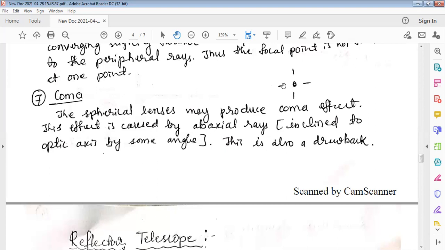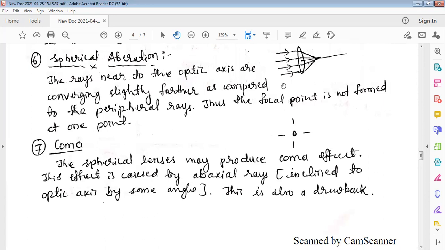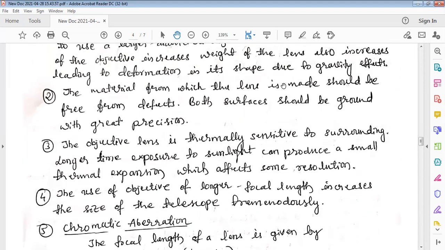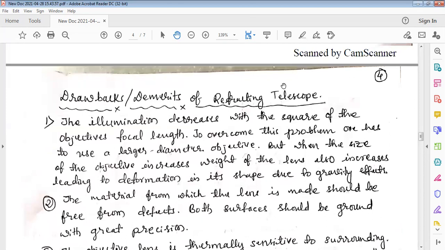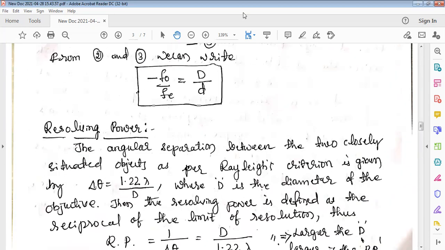So these are the important drawbacks of this refracting telescope. Most of these drawbacks of refracting telescopes are eliminated by making use of an objective which is nothing but a concave mirror. We will see that in the next class. Thank you for listening.